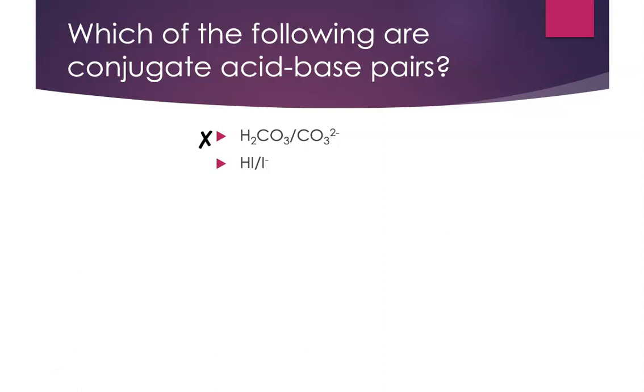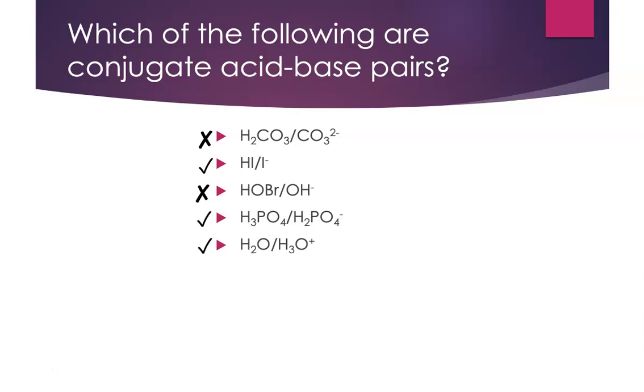If I have hydroiodic acid and iodide ion, is that a conjugate pair? Yes, it is. They differ only by 1 H+. If I have HOBr and hydroxide ion, are they a conjugate pair? Nope. There's no Br on the right side of the slash, and also they don't differ by just 1 H+. They're not a conjugate pair. One's an acid, one's a base, but they're not a conjugate acid-base pair. If I have phosphoric acid and dihydrogen phosphate, is that a conjugate pair? Yes, they differ only by 1 H+. If I have water and hydronium ion, is that a conjugate pair? Yes, that differs only by 1 H+ in their formulas.